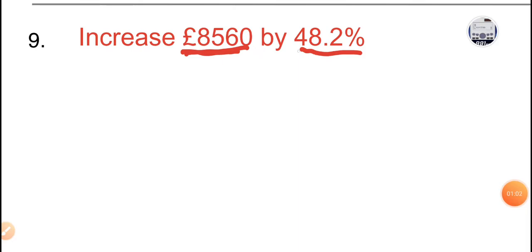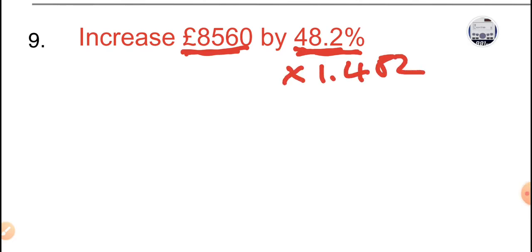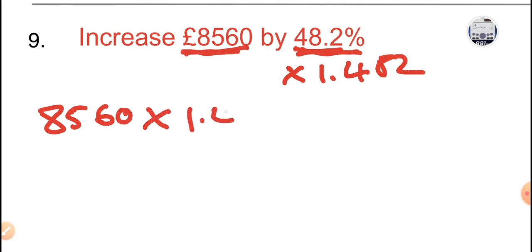So we've just worked out to increase something by 48.2%, we just have to multiply by 1.482. So in our calculator, we're going to do 8,560 times 1.482. And then we'll get our answer.